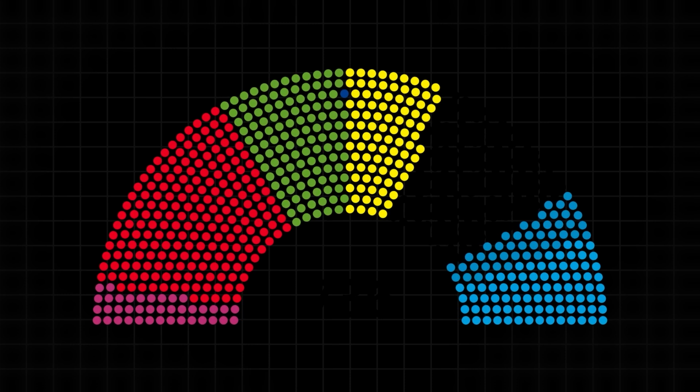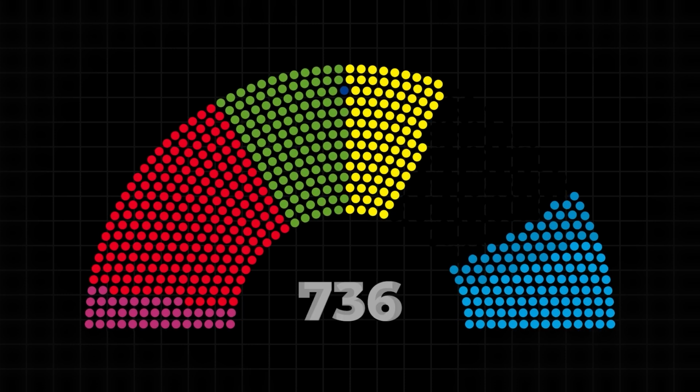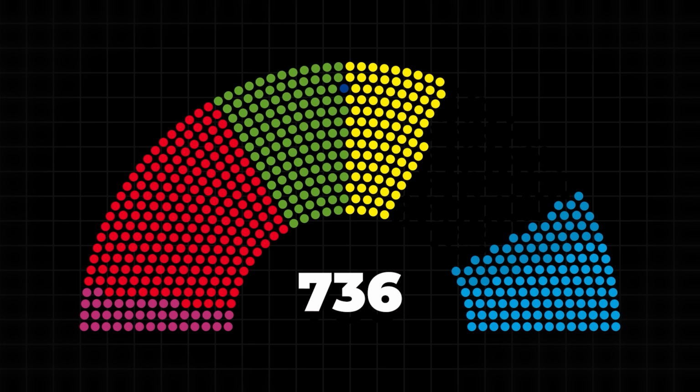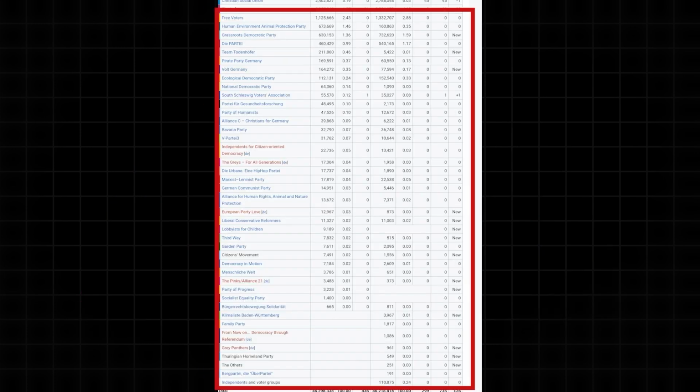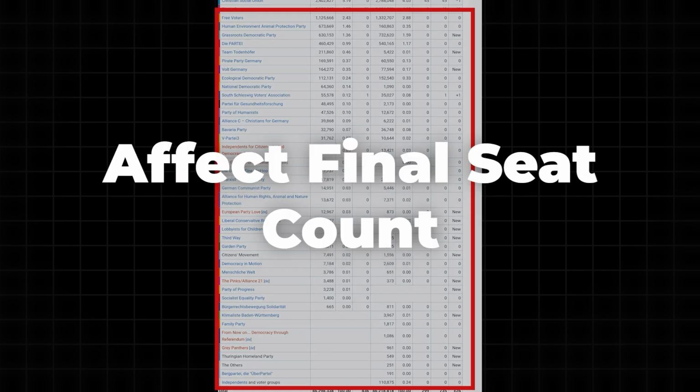This happened in 2021 when the Bundestag ballooned to 736 seats, the largest parliament in the world. Since some parties fail to meet the 5% threshold, their seats get redistributed among those that do, which can also affect the final seat count.